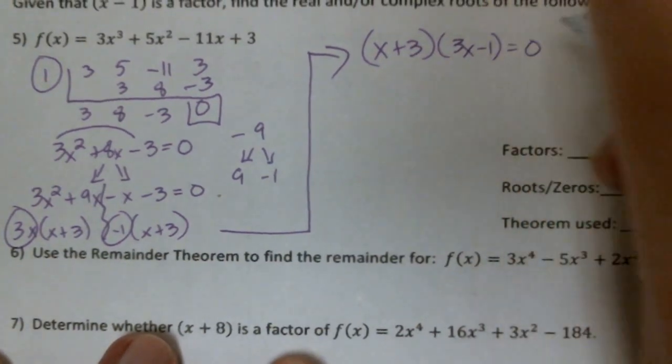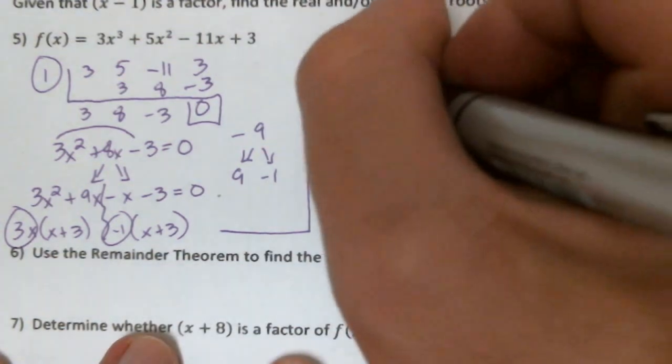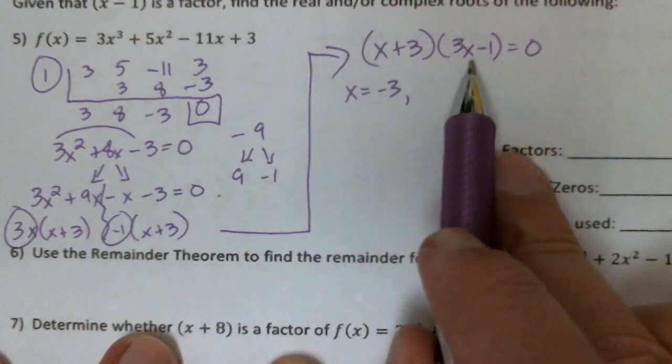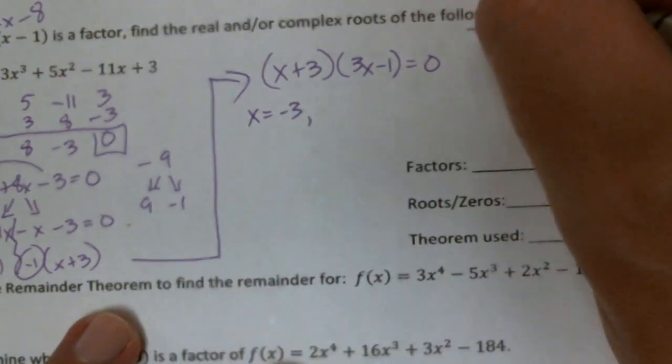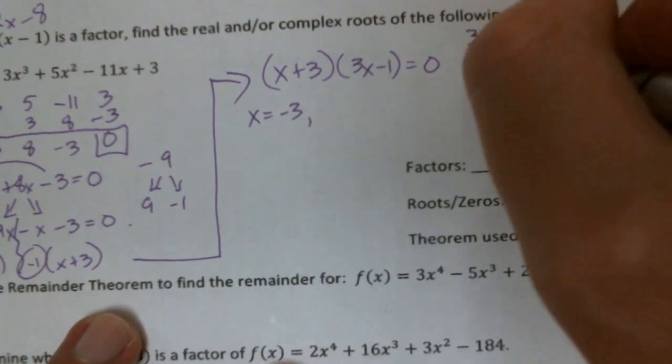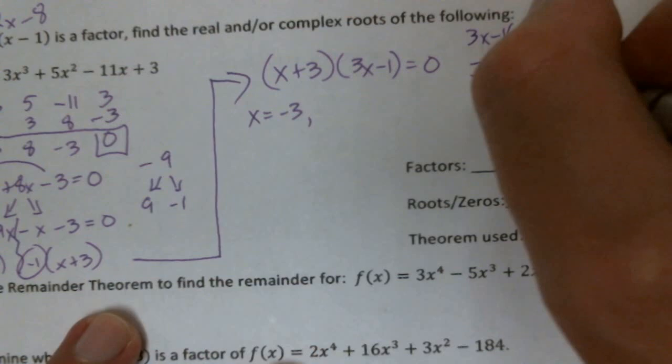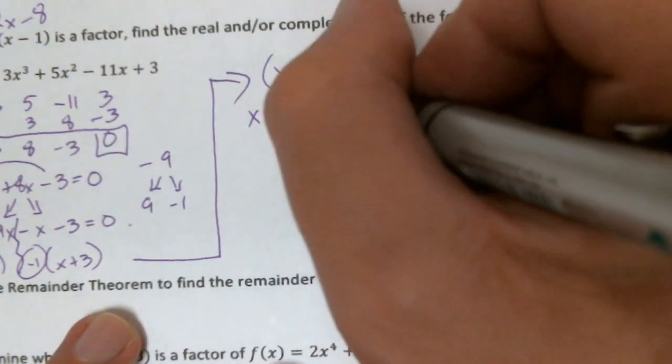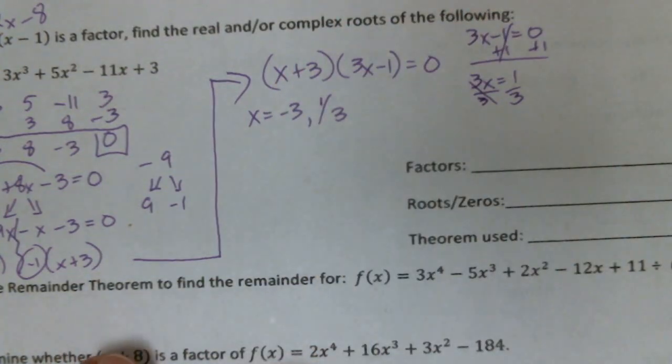Okay, I'm going to set that equal to 0. That one I can just flip the sign. I get a negative 3. That one I've got to move the 1 to the other side. You've got to solve this little mini equation. Hopefully you guys are proficient at doing this in your head. 3x equals 1, divided by 3. And my other 0 is going to be 1/3.